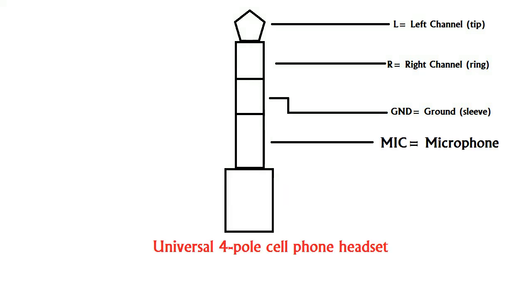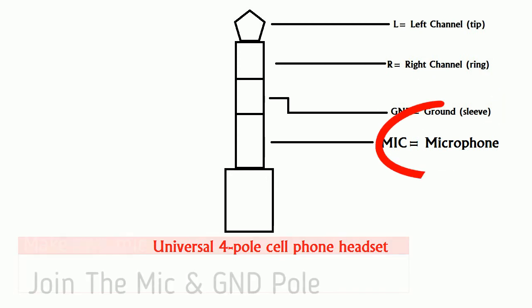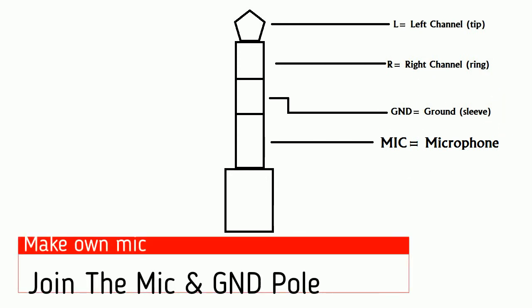Let's talk about the universal 4-pole cell phone headset. It is more popular than other headsets. It has 4 poles: left channel, right channel, ground, and mic. You can make your own collar mic by joining the mic and the ground pole.